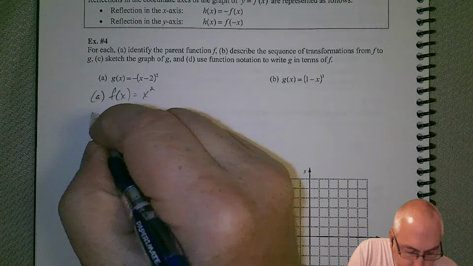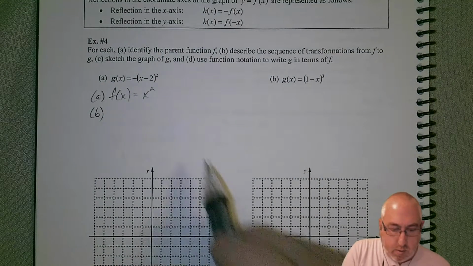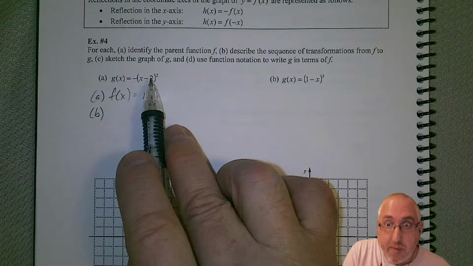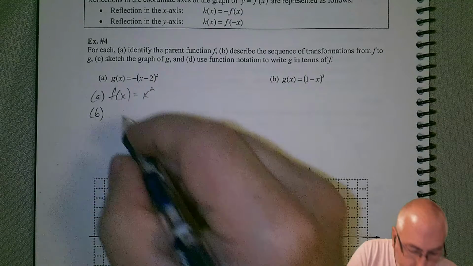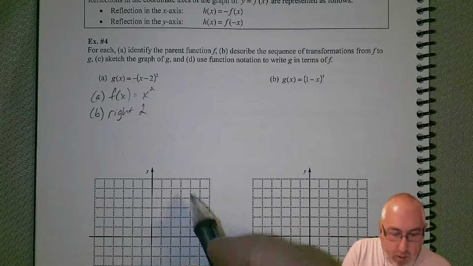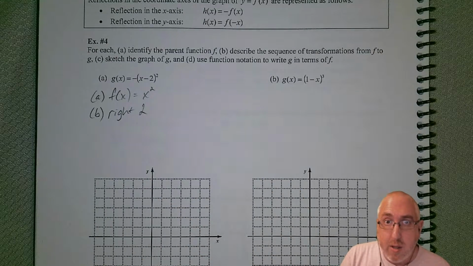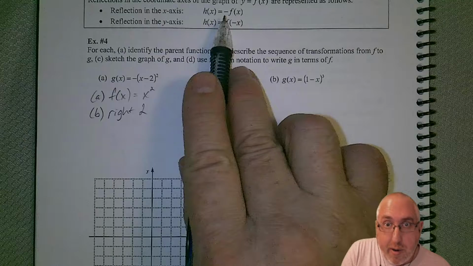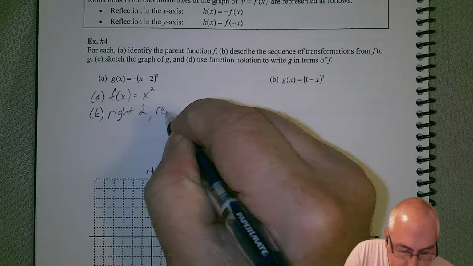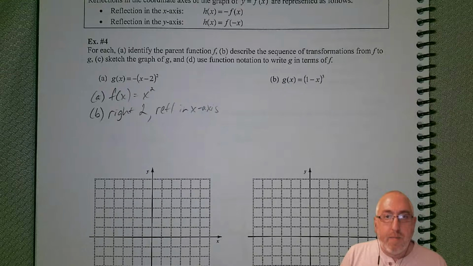Okay. For B, what transformations are going on here? So remember, when we are affecting the value of x with a plus or minus something, that's a horizontal shift. So we know it's going to go to the right 2 units, but now this negative out in front, what is that doing? Well, let's cheat and look up here. Remember, when there's a negative in front, that's a reflection in the x. Okay, so we have that and that.